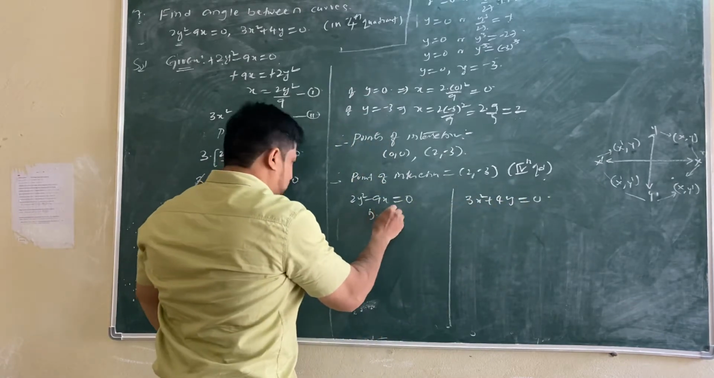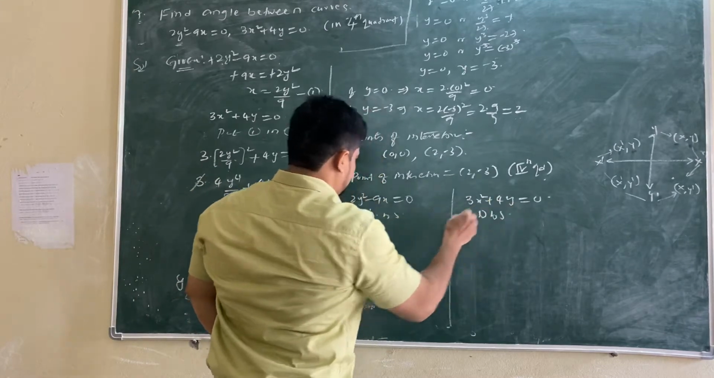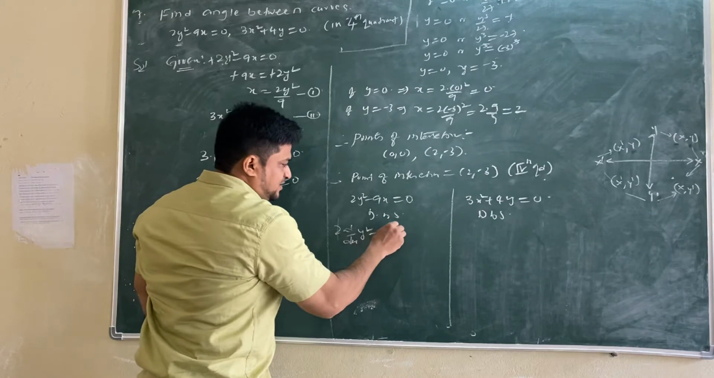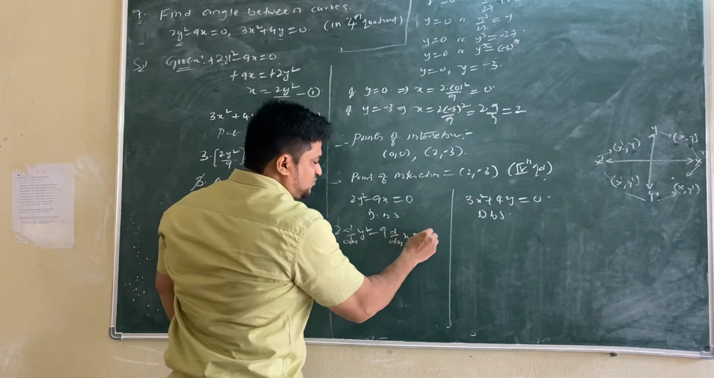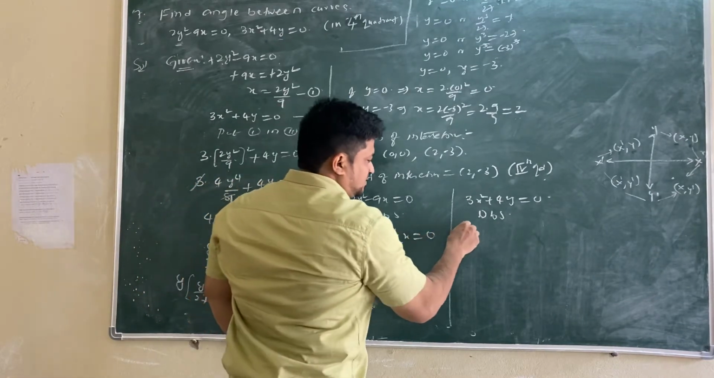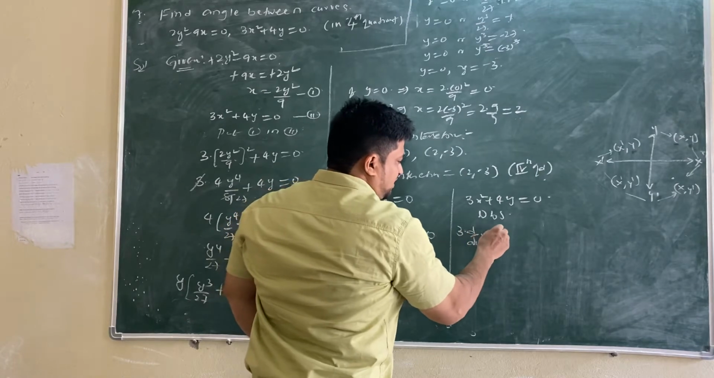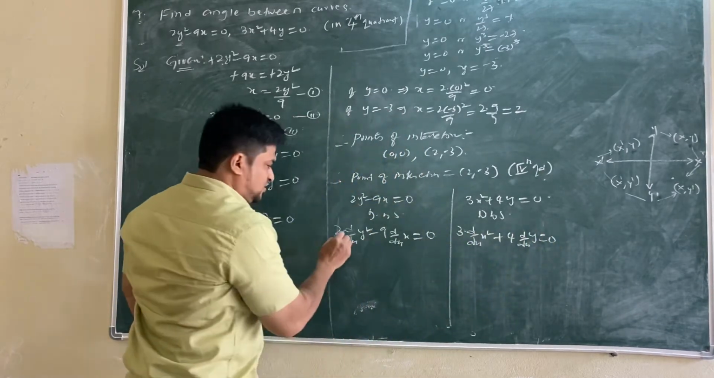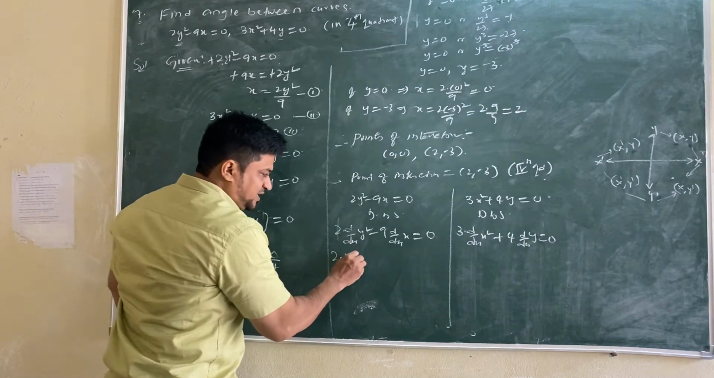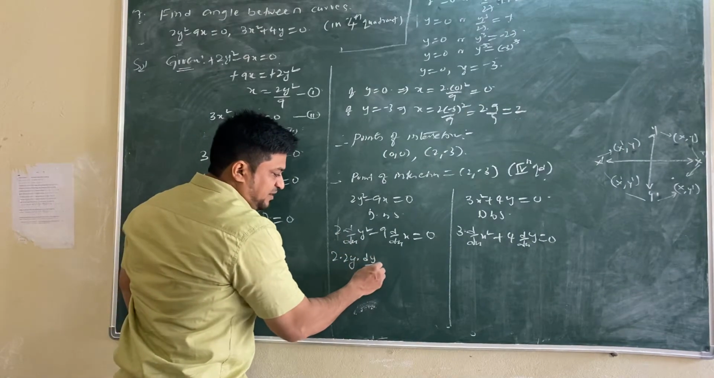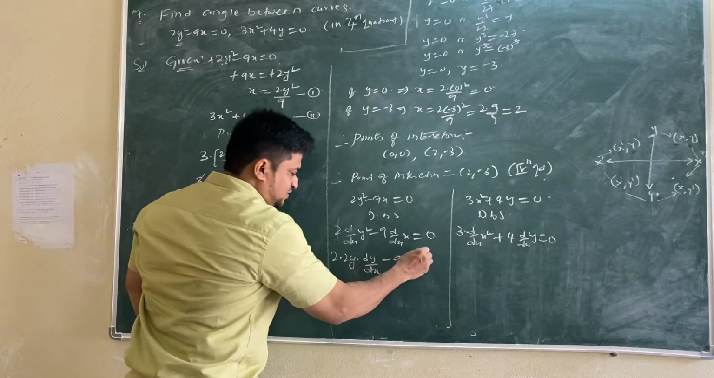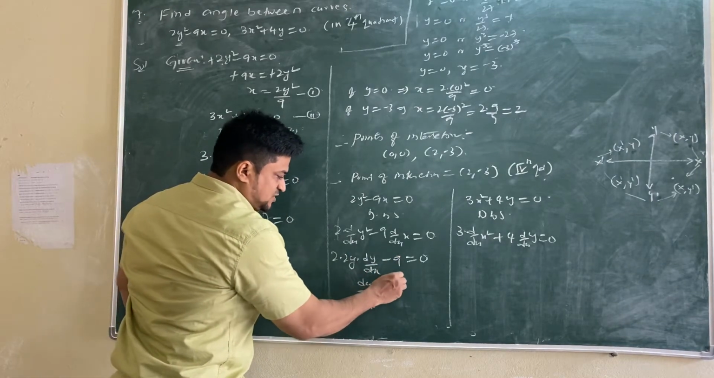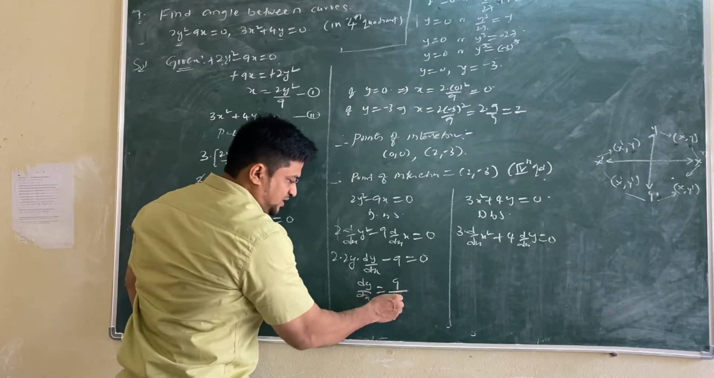Now differentiating both sides. 2 into d by dx of y square, 9 into d by dx of x equals d by dx of 0. 3 into d by dx of x square plus 4 into d by dx of y equal to 0. Now what we have: 2 into 2y into dy by dx minus 9 into 1 equal to 0. This is 4y dy by dx equals to 9. This 4y goes to the denominator.